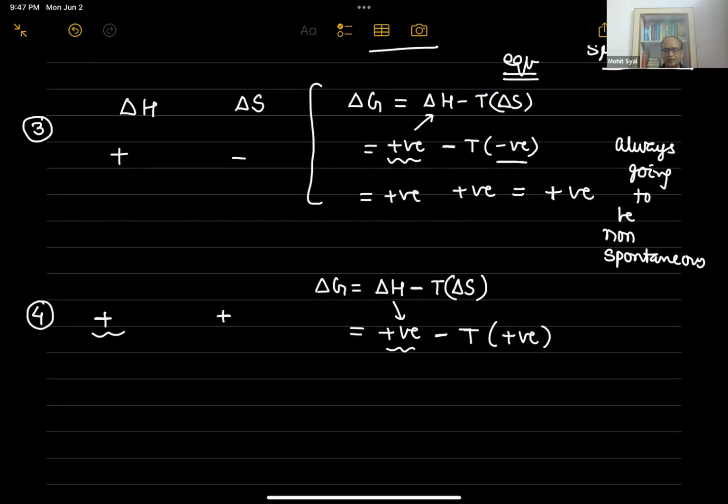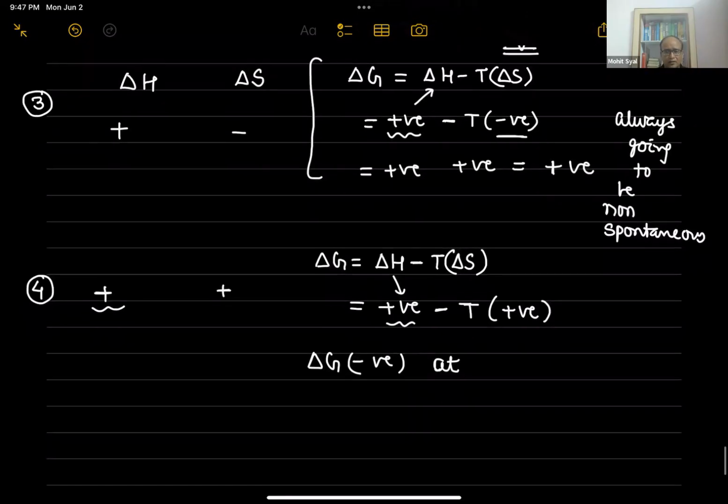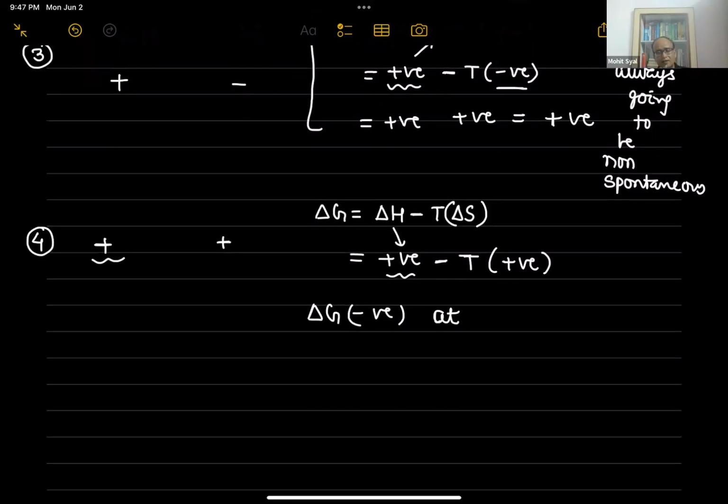So for this delta G, if you want this reaction to happen on its own, delta G should be less than 0. Delta G should be negative. When will it be negative, at lower temperature or at higher temperature? Spontaneous, but will it be spontaneous at lower temperature, or at higher temperature, or at any temperature?